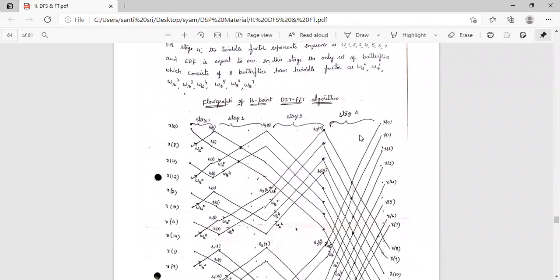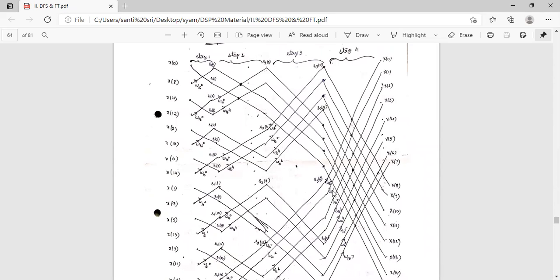See here. So for stage 1, these are the bit reversal indexes, and the inputs are based on the bit reversal indexes. For stage 1, W16 power 0 twiddle factor. These are the stage 2 inputs. So here W16 power 0, W16 power 4. This is W16 power 0, 2, 4, 6. And here W16 power 0, 1, 2, 3, 4, 5, 6, 7. So finally we will get the 16-point FFT output like this. So here we have 4 stages.